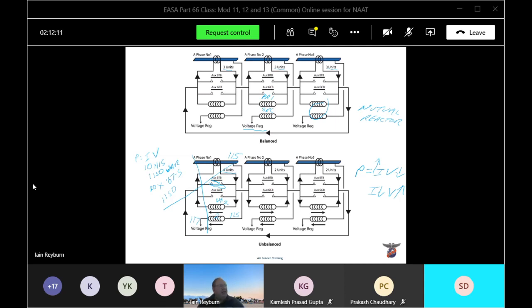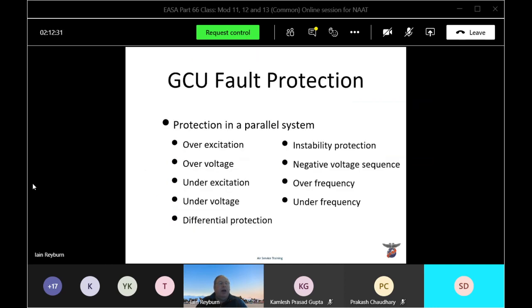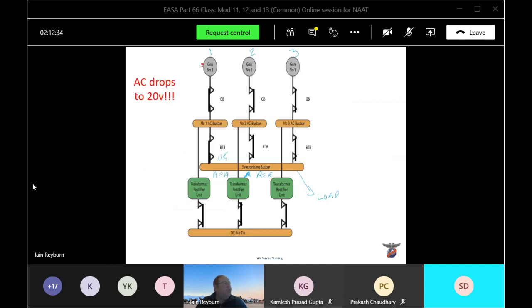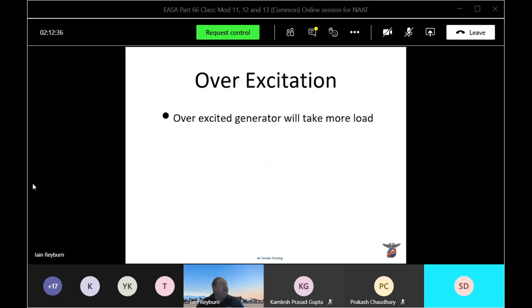Because what will happen is if I overexcite it, not only is the current going to go up, the voltage is going to go up, okay? So it could be something to do with the reactive load sharing loop, but the fault still goes to the voltage regulator. With overexcitation, the generator will take more of that reactive load. And what the system first does is it opens the bus tie breaker, okay?